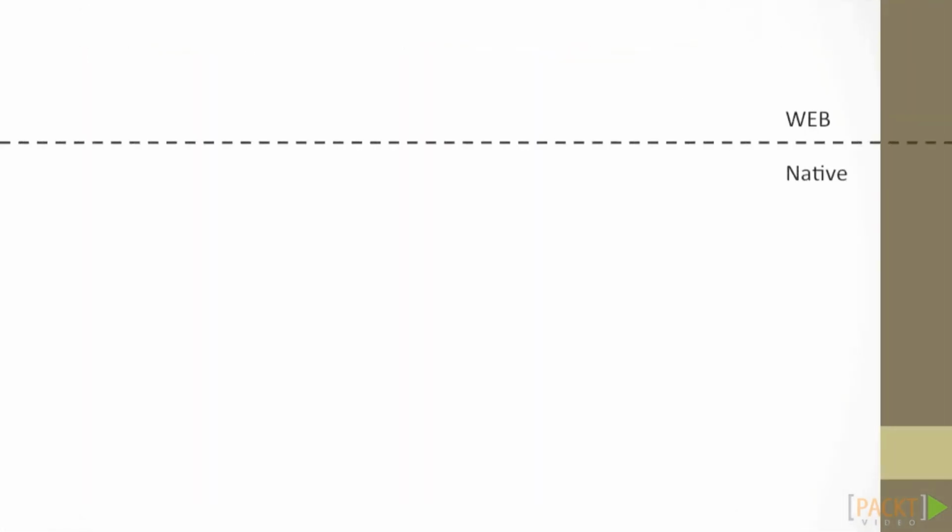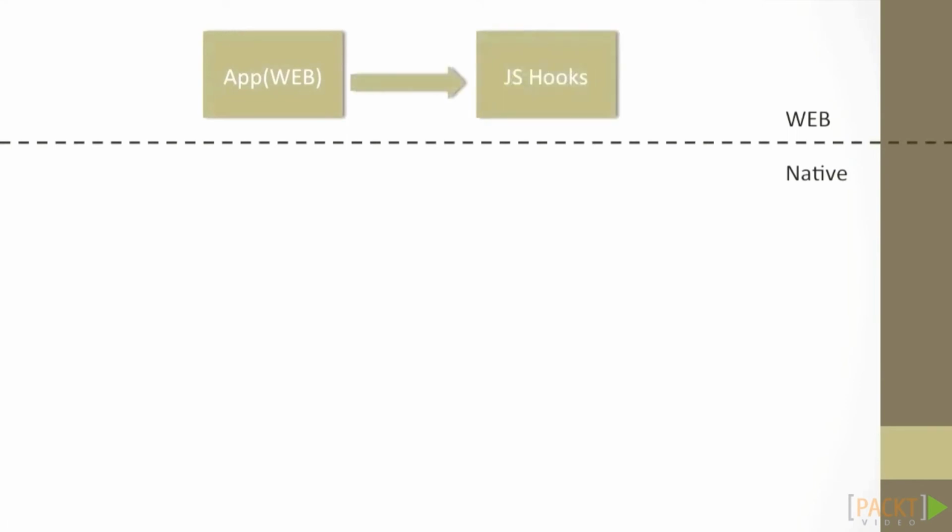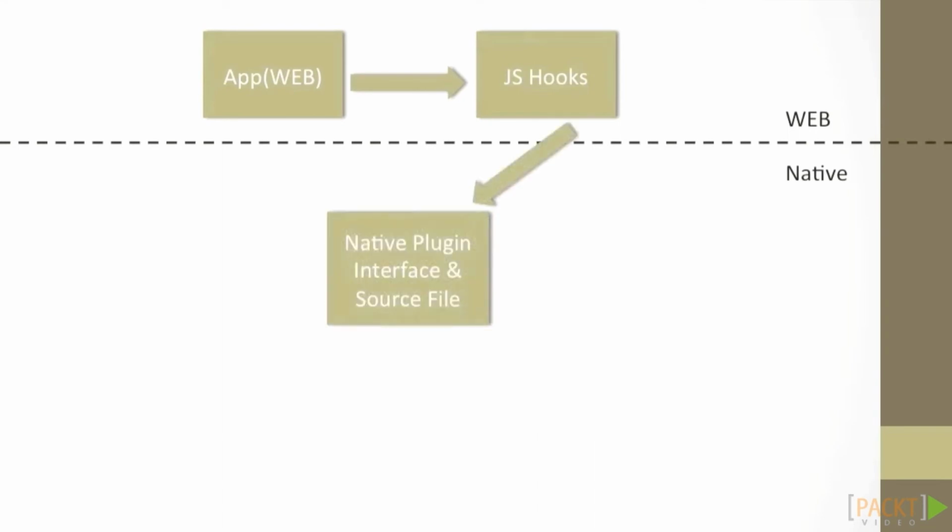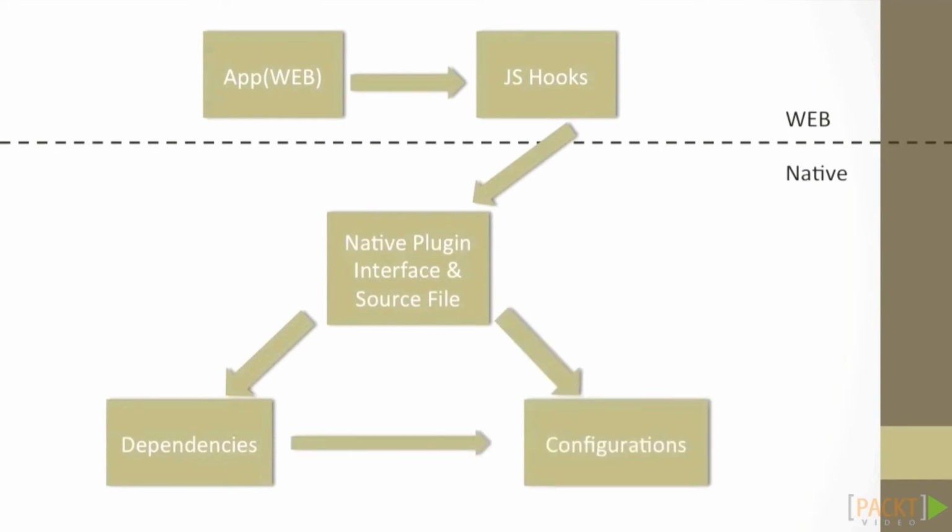It's good for us to understand the structure of a PhoneGap plugin. In general, a PhoneGap plugin contains a web part and a native part. The web part includes our application logic, which calls the JavaScript hooks. The JavaScript hooks then call the corresponding PhoneGap plugin interface. It's a part of the PhoneGap plugin source files. The native source files may depend on other native packages, and both the plugin source file and dependencies may require app configurations such as app permissions.